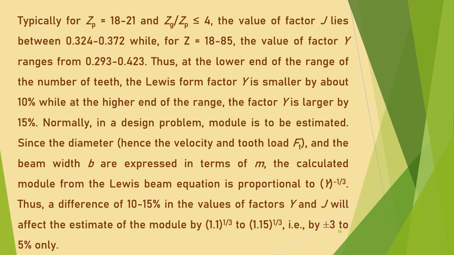Please refer to the solution of type 1 problem using the Lewis beam equation. Thus, a difference of 10 to 15% in the values of factors Y and J will affect the estimate of the module by 1.1 to the power 1 by 3 to 1.15 to the power 1 by 3, that is by plus or minus 3 to 5% only, which is not significant.